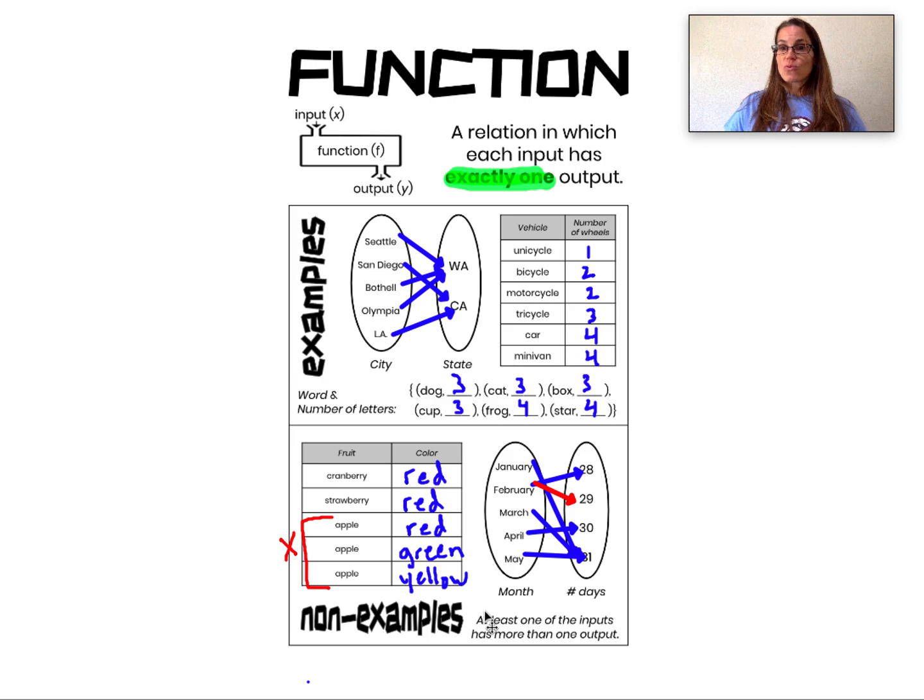A way to say a relation is not a function is at least one of the inputs has more than one output. February, more than one output. Apple, more than one output of color. Whereas these other examples, these are all functions. Each input, exactly one output.